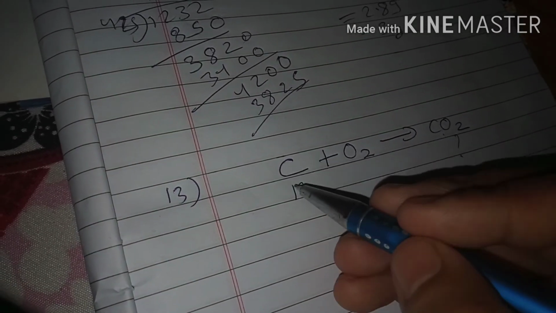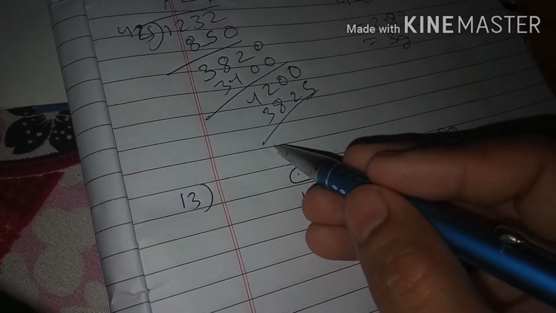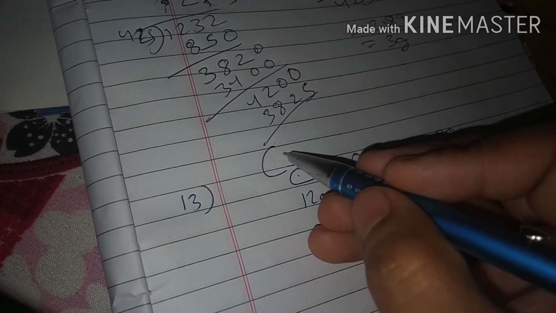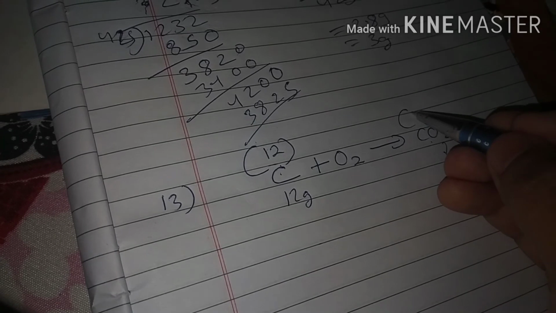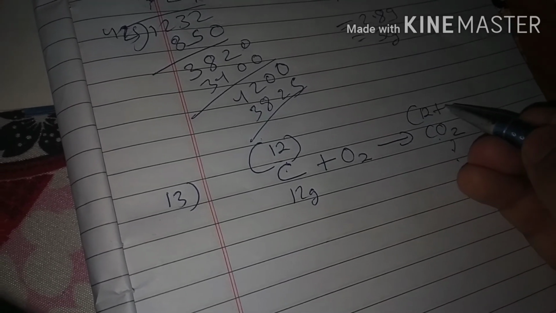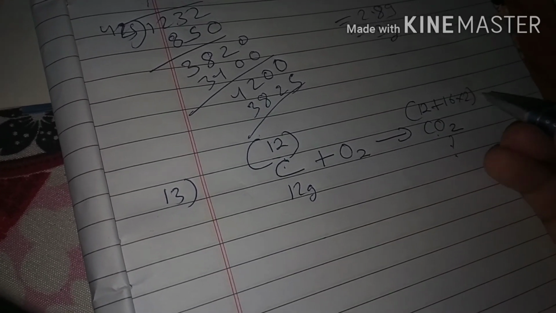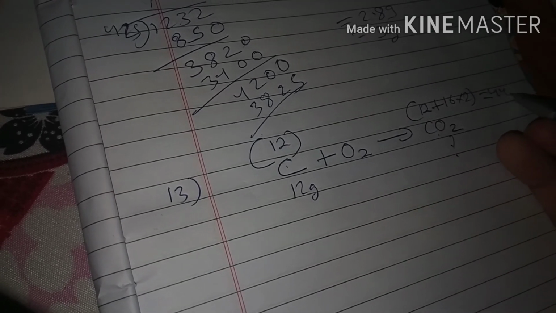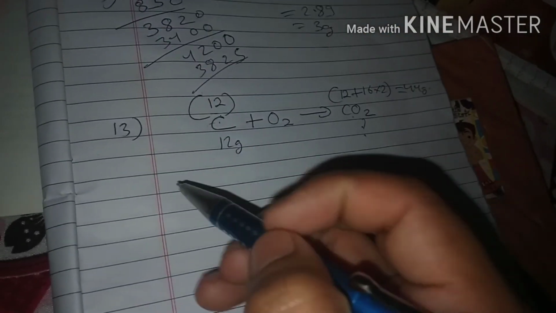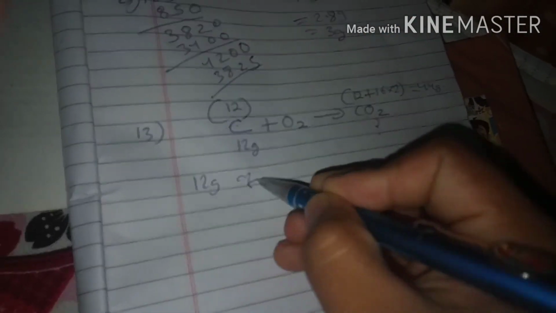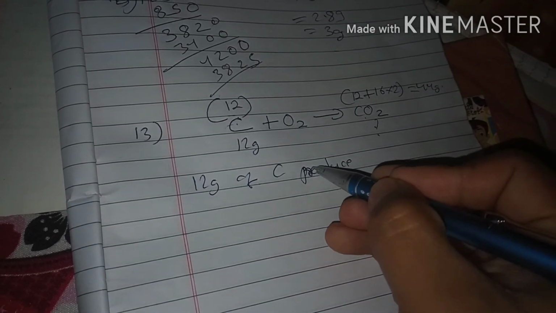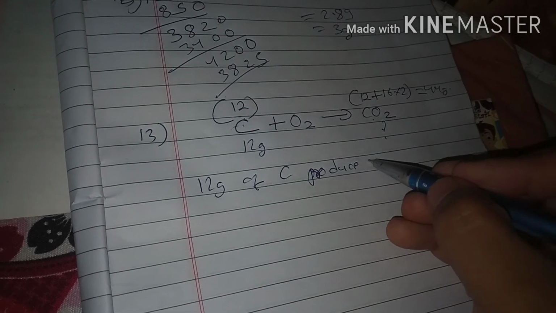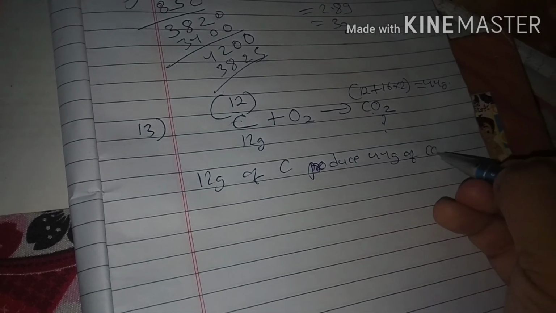First of all we have to find the molecular weight. The molecular weight of carbon is 12. Carbon dioxide is 12 plus 16 into 2, that is 12 plus 32 is equal to 44 gram. Let's start, this is the very easiest part. This one is known, so we'll write 12 gram of carbon produces 44 gram of carbon dioxide.